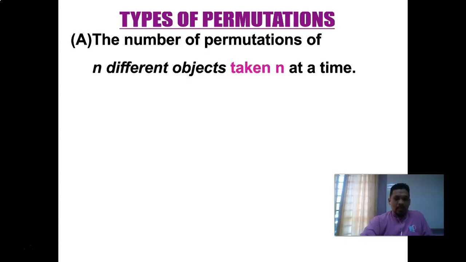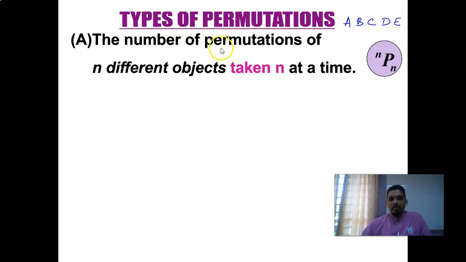Okay, so then types of permutation. Let's say I have the letters A, B, C, D, and E. So the number of permutations of n different objects taken n at a time, meaning I have 5 letters A, B, C, D, and E, and I choose 5 of them and arrange them in different ways. So we come up with nPn.